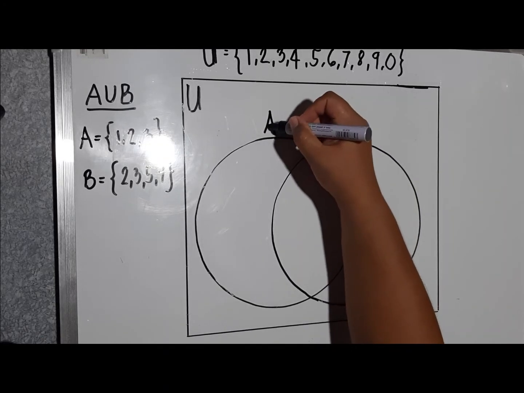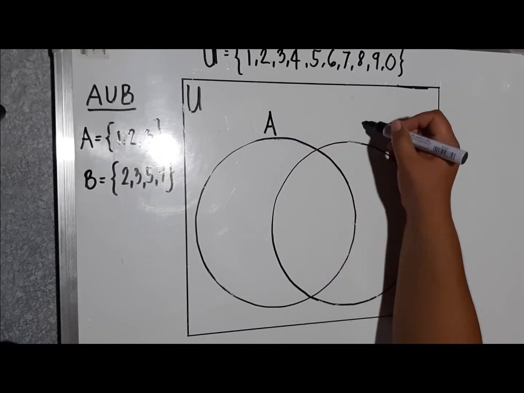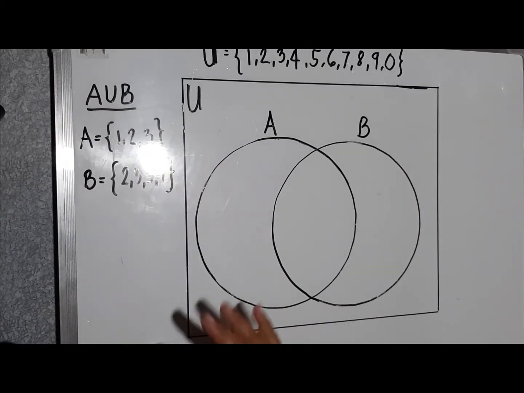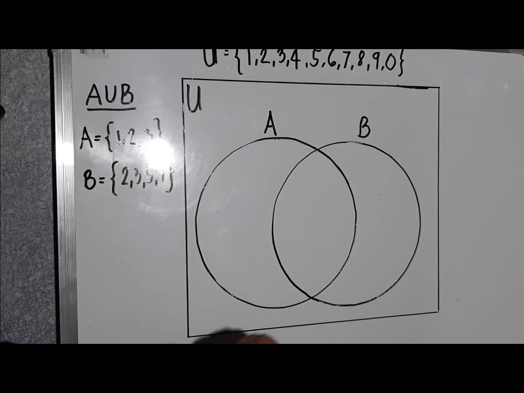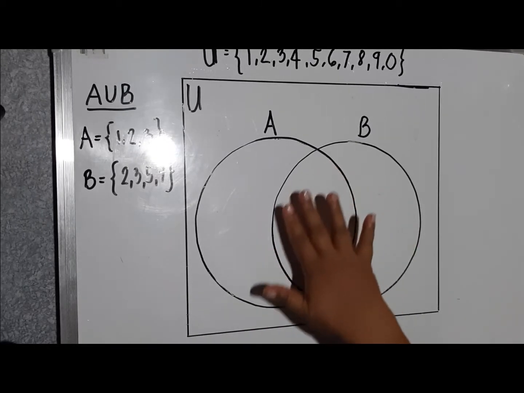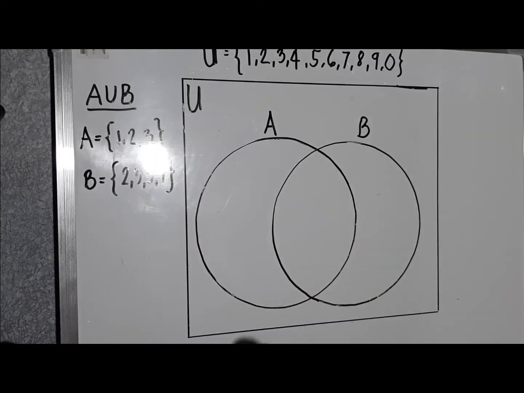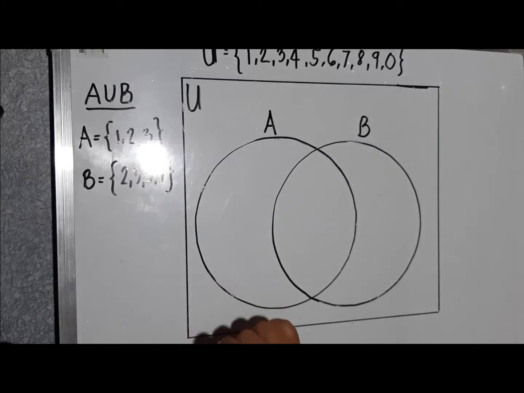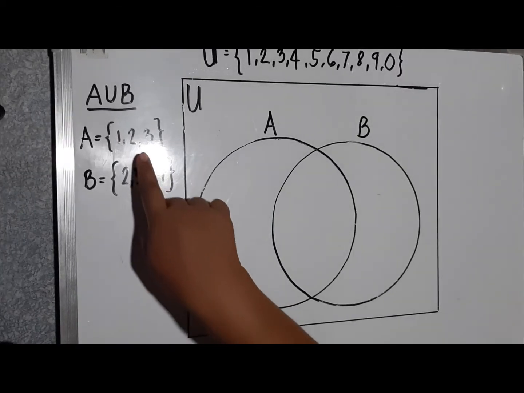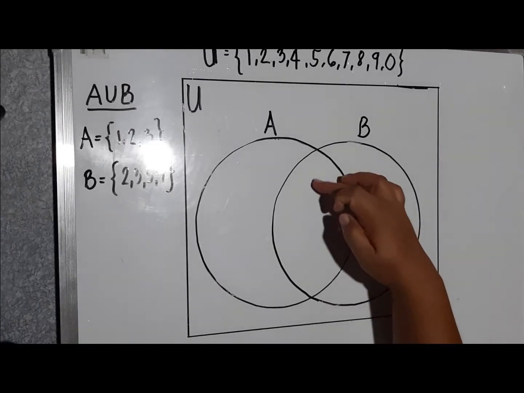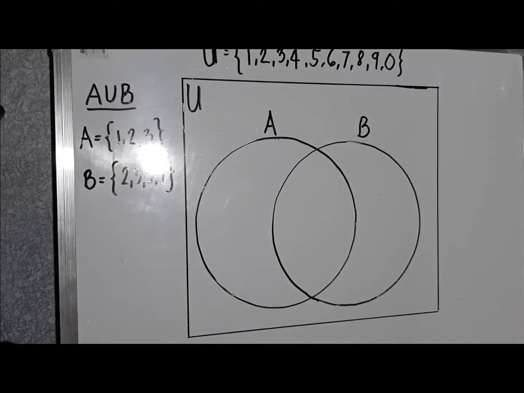So, let's label them. A for one circle and B for another circle to represent our sets A and B. Notice that we have an overlapping portion here. What we are going to do first is identify which elements are common to A and B. We see 2 and 3 are in both A and B, so we put them in the overlapping portion.